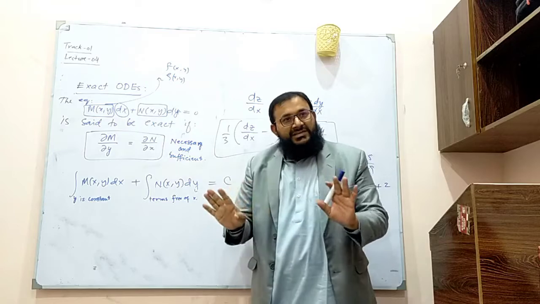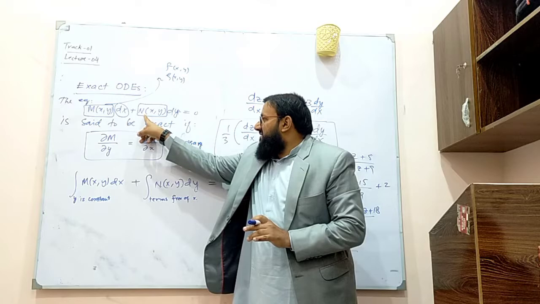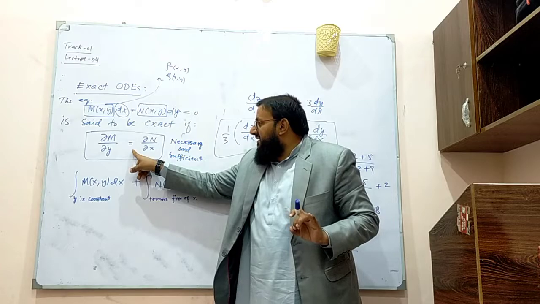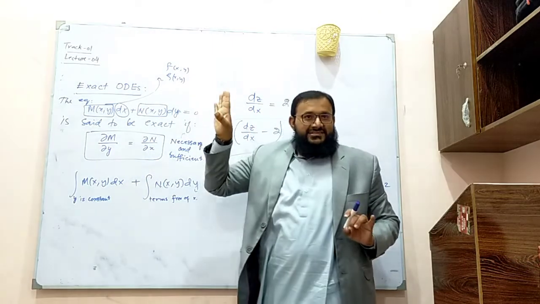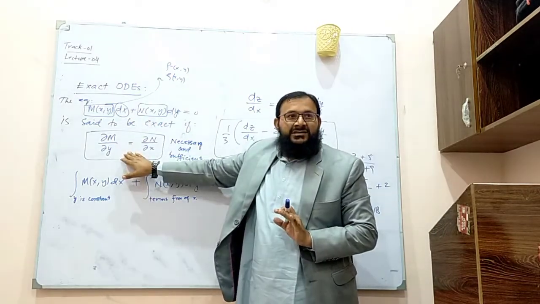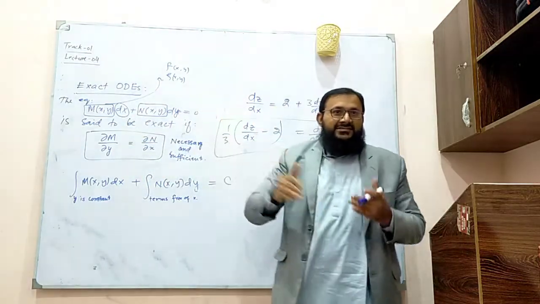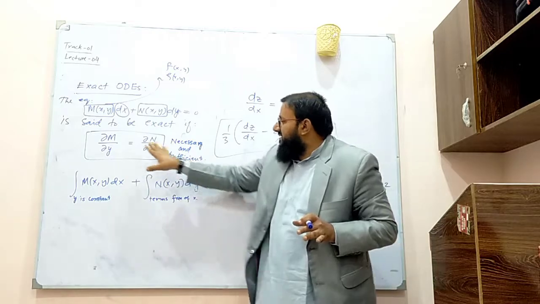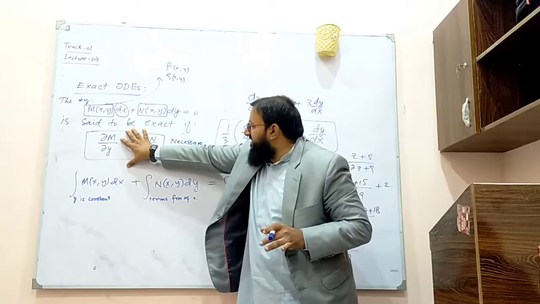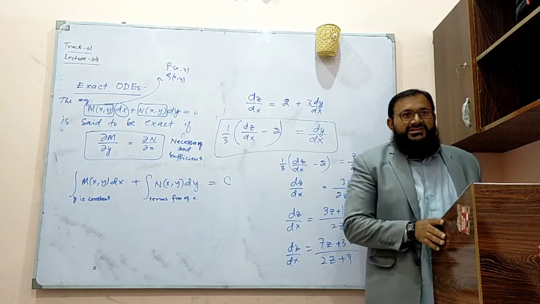Sufficient condition means if you do this, it is done, it will be exact. Necessary means when this is exact, this must be satisfied. But when this is satisfied, it does not guarantee this to be exact. This is the necessary condition. Sufficient is when this is satisfied, this will always be exact. So these are necessary and sufficient conditions.